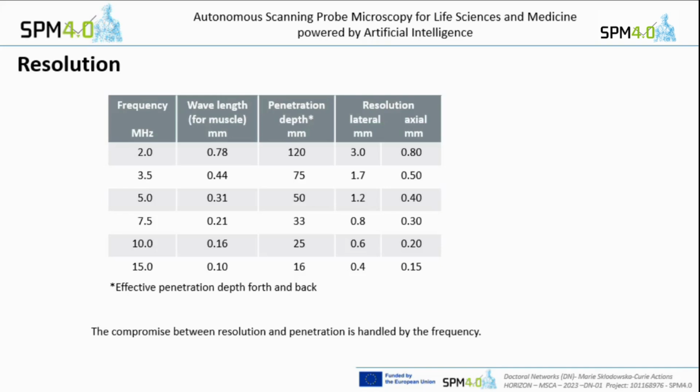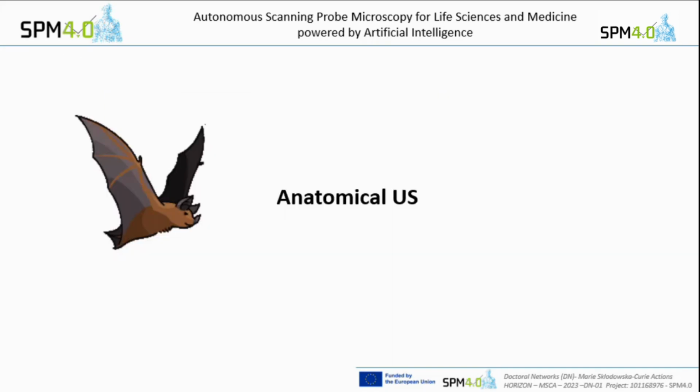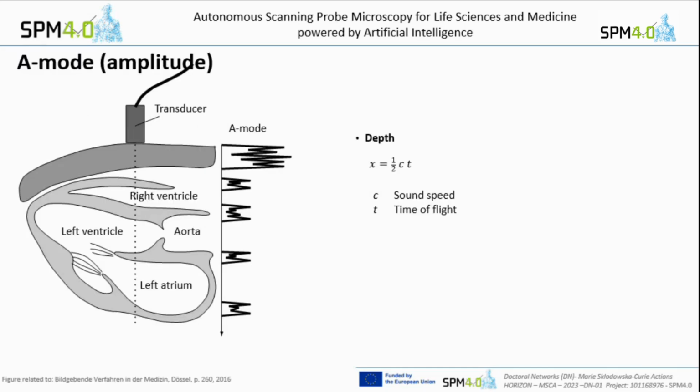Okay, so we can go further. So now we go really to the image things. We start with the anatomical image. This is the most common thing, just to see the spatial arrangement of organs, for example. And here we start with a very, very simple mode. This is called A mode. It's not used anymore, only for eye measurement. But yeah, it's a nice thing to start with.